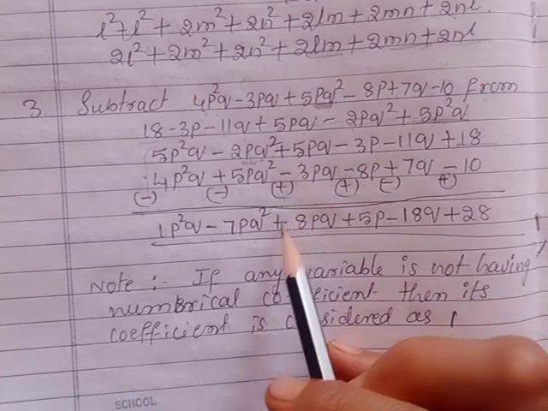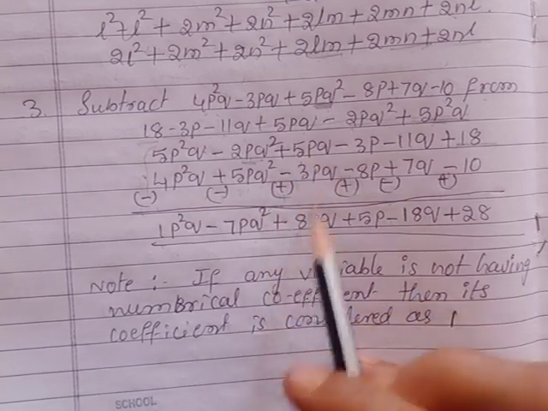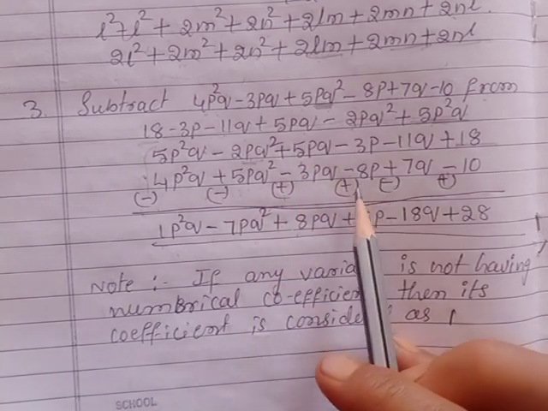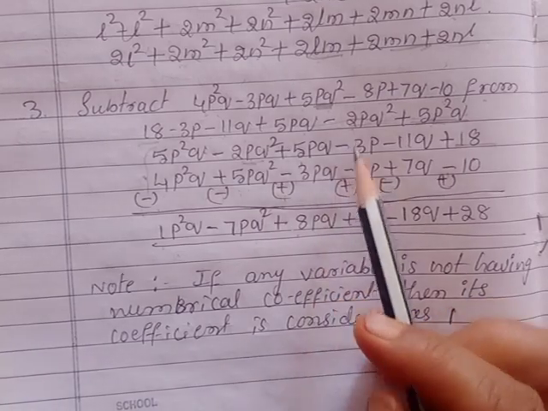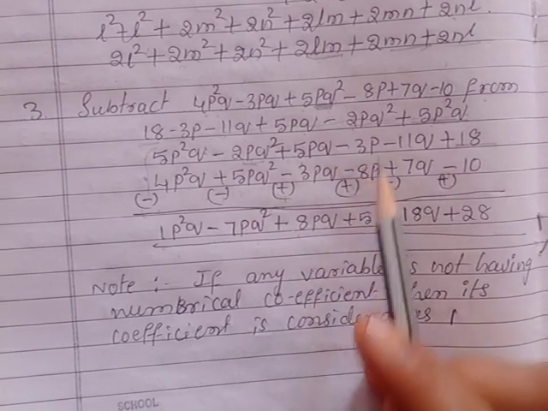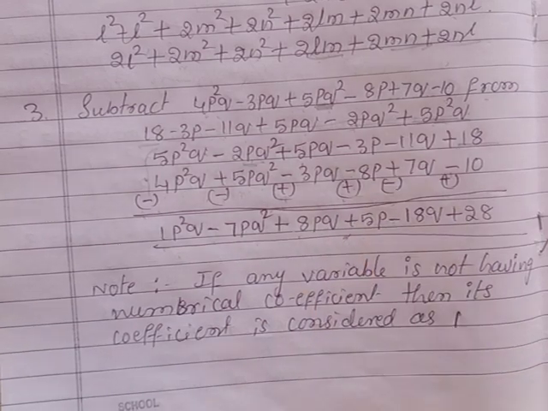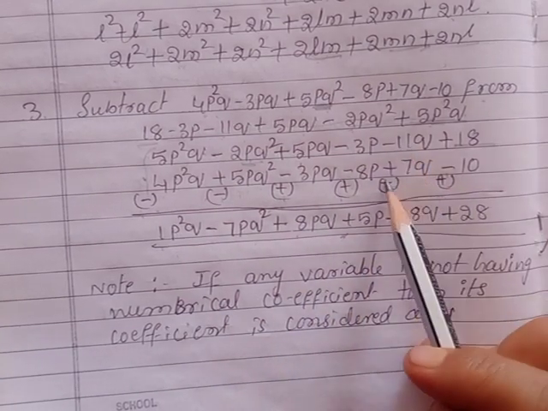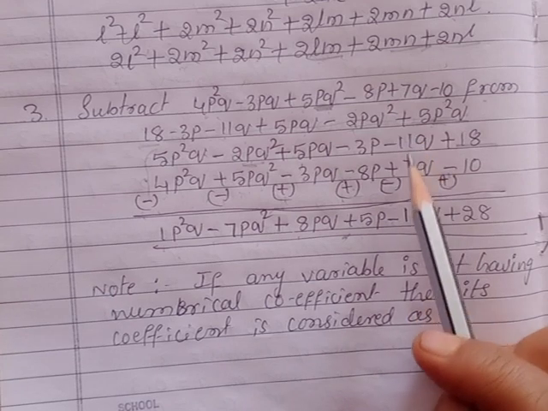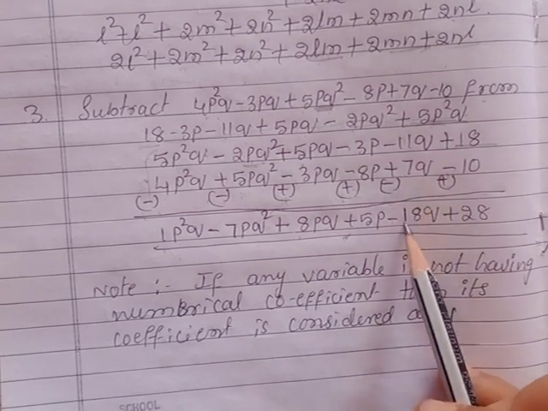Here both are plus. Write down plus. 5 plus 3 is 8 pq as it is. Here one is plus, one is minus. Subtraction: 8 minus 3 is 5p. Bigger is 8 and its sign is plus. That's why it is plus sign. Here both are negative. Add them off. 11 plus 7 is 18.